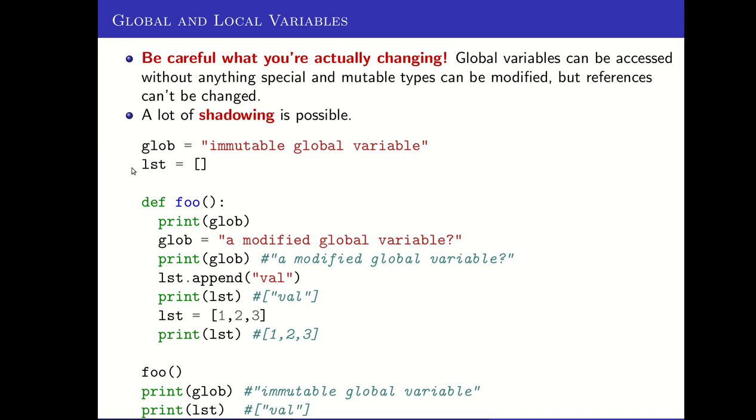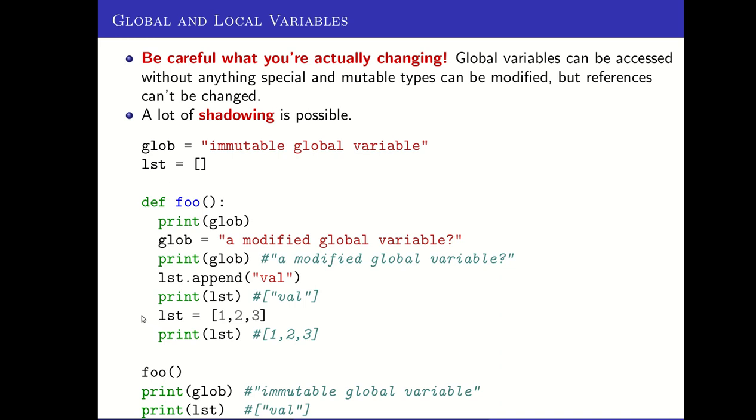Then the list is mutable. So if I say list.append, appending changes a list. It does not change its reference. It changes the list. So this is no problem. It will gladly change that empty list to have val in it. This acts as expected. It changes the global list and adds val to it. And if I print list, I see the list with val.